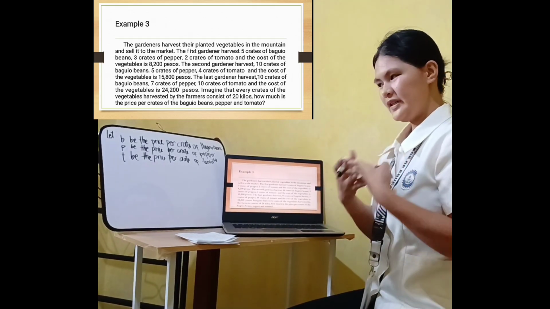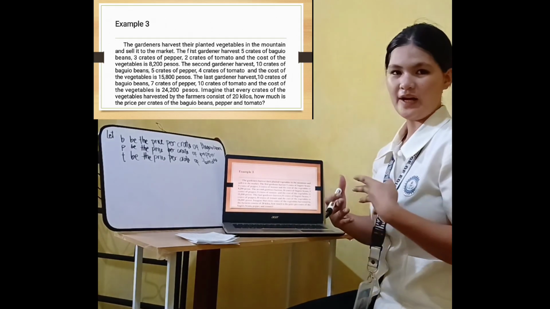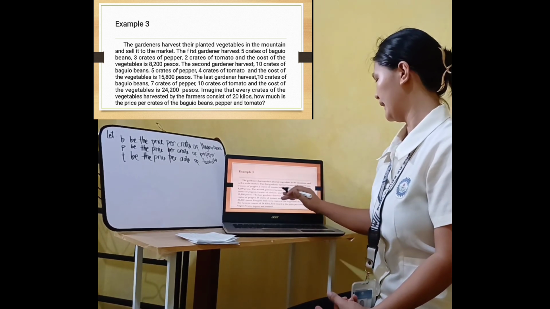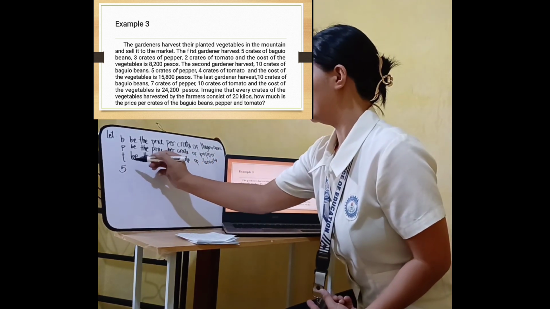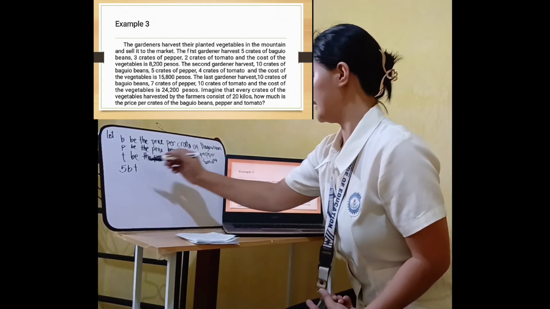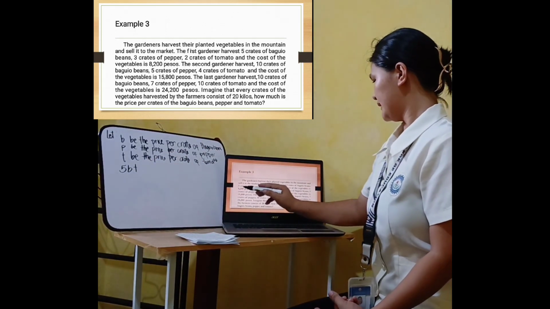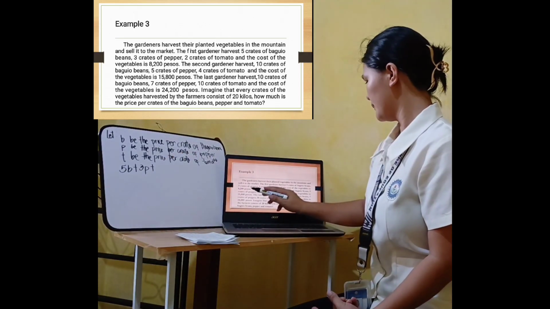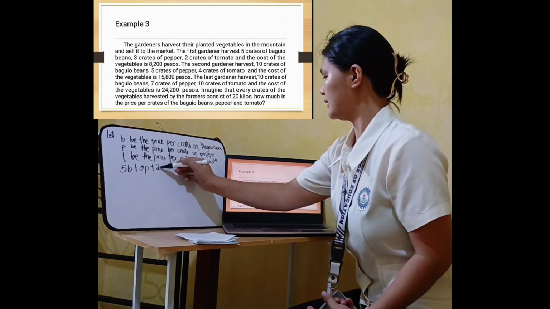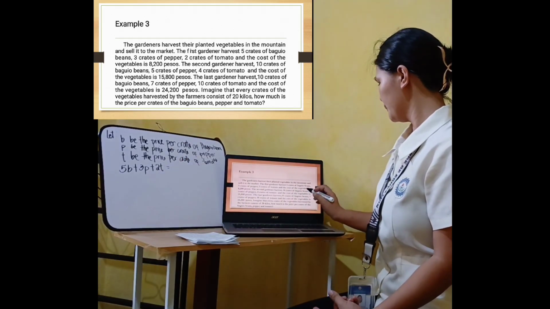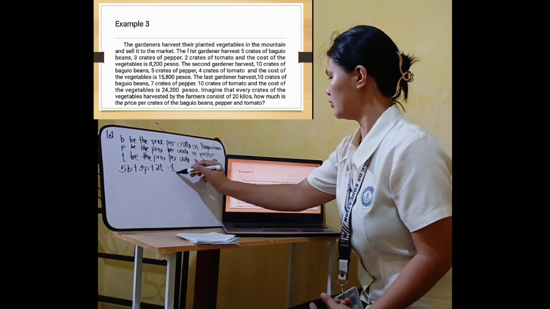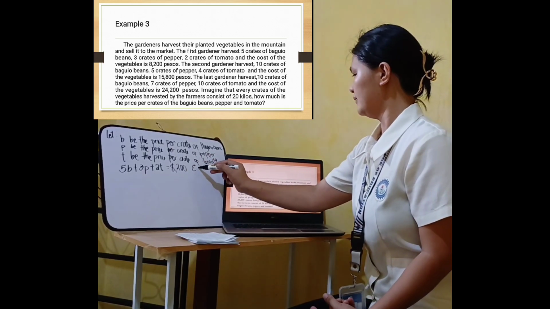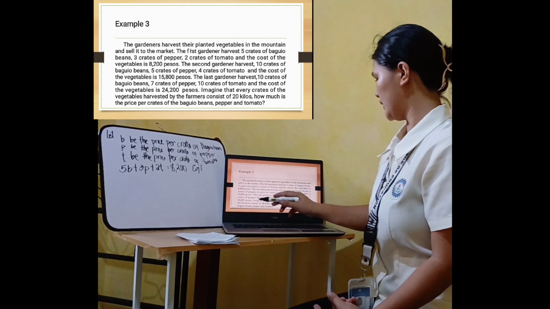So, after that, we are now going to formulate our equation 1. So, ang equation 1 natin is 5B plus 3P plus 2T is equal to 8,200 pesos. Equation 1.